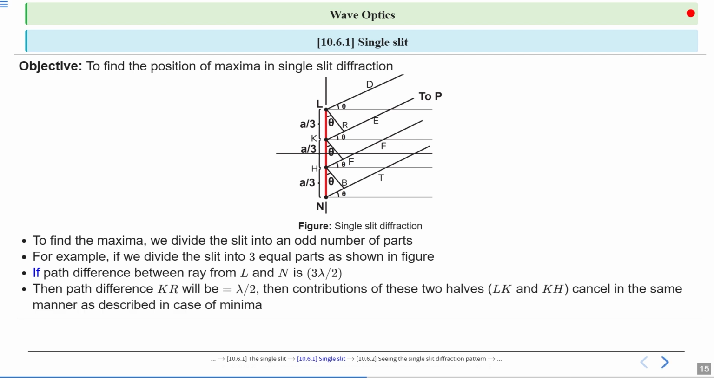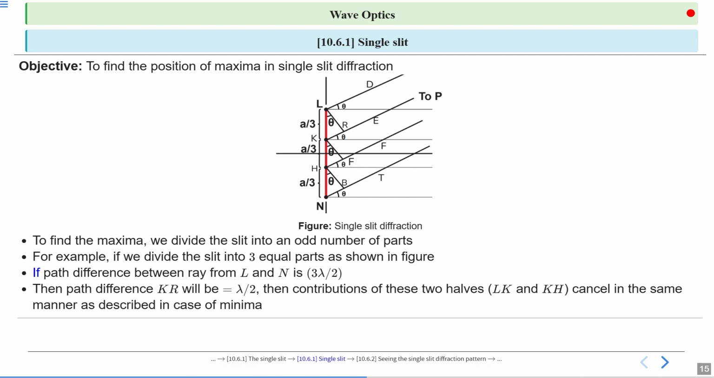So finally, consider the path difference between L and K, which is lambda upon 2. That is the path difference between the waves originating from L and K. So this means the contributions from the two halves LK and KH cancel each other out, similarly to how they do in the case of minima.